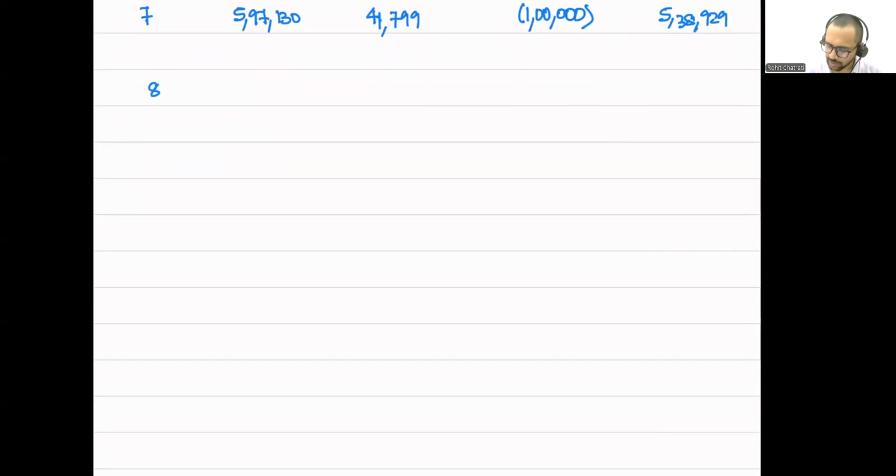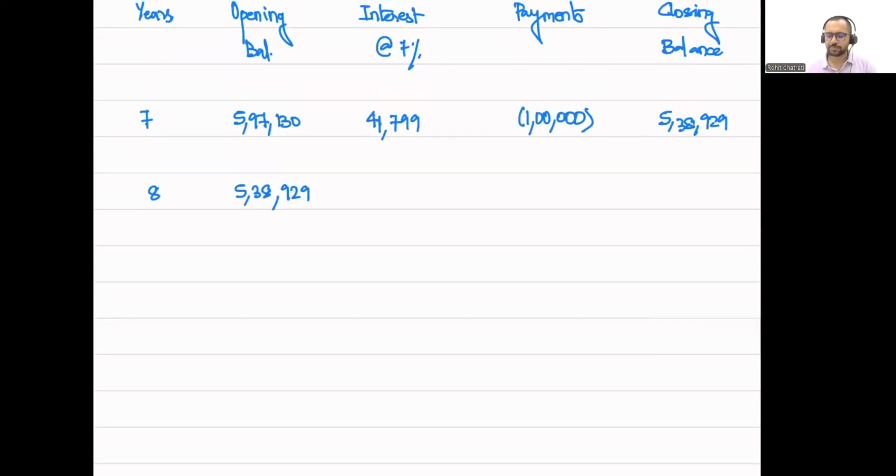We then have year 8. So for year 8, the beginning balance will be 5,38,929. I calculate interest at 7% on 538,929. So that is going to be equal to 37,725. I have a payment of rupees 1 lakh, and I am going to have a closing lease liability of 4,76,654.